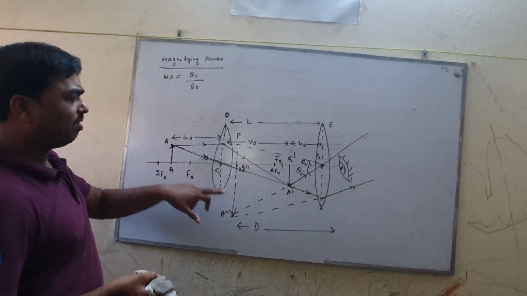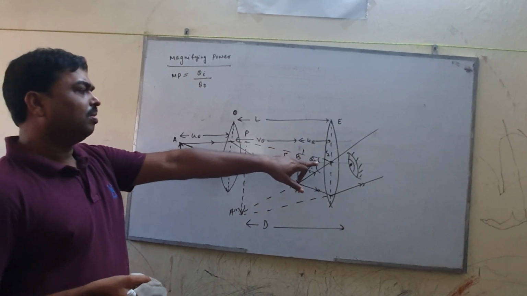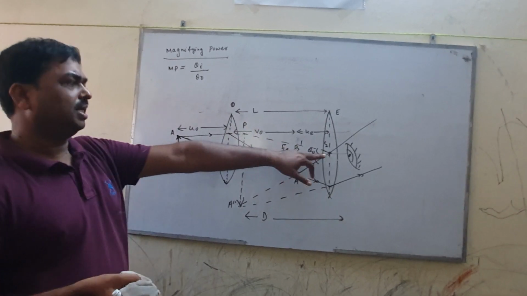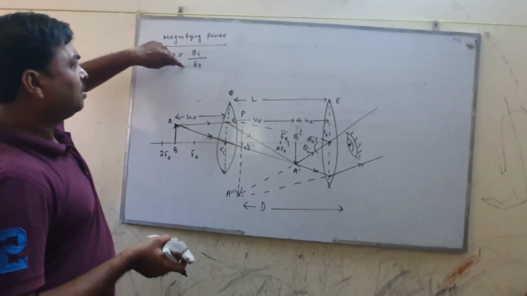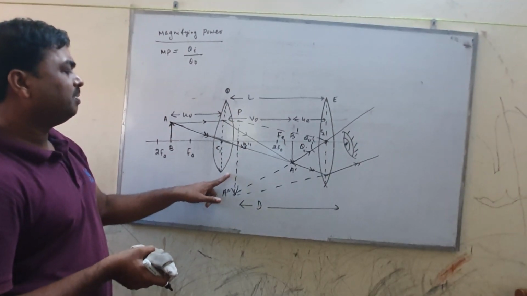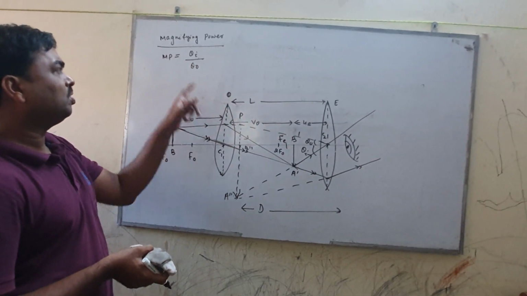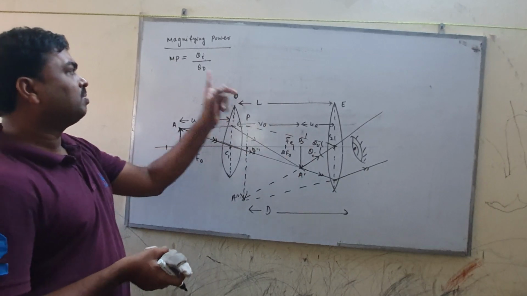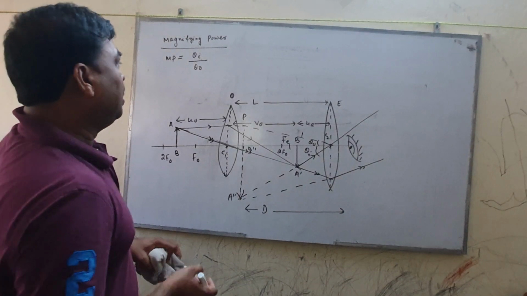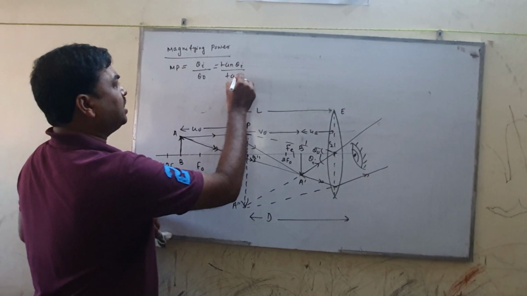The visual angle formed by the final image from the near point, divided by the visual angle by the object from the near point. Both angles are at the eye lens. In short, you can say theta is the visual angle at the eye lens by the final image from the distance D, divided by the visual angle at the eye lens by the object from the same distance D. As it is a very small angle, this is tan theta I divided by tan theta O.